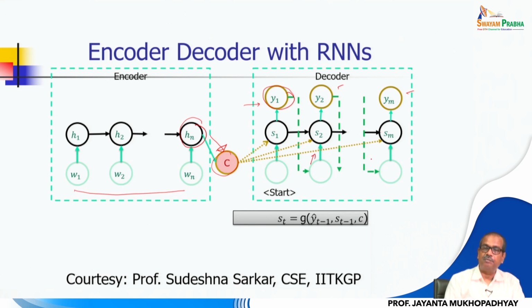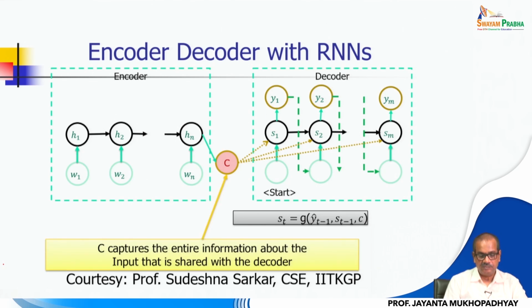This is a very powerful model where, through an encoder-decoder, you can perform sequence-to-sequence translation. You can train a network with labeled data, and effectively even for any unknown sequence you get reasonable results. That is one kind of application of this RNN. The context captures the entire information about the input, which is shared with the decoder.